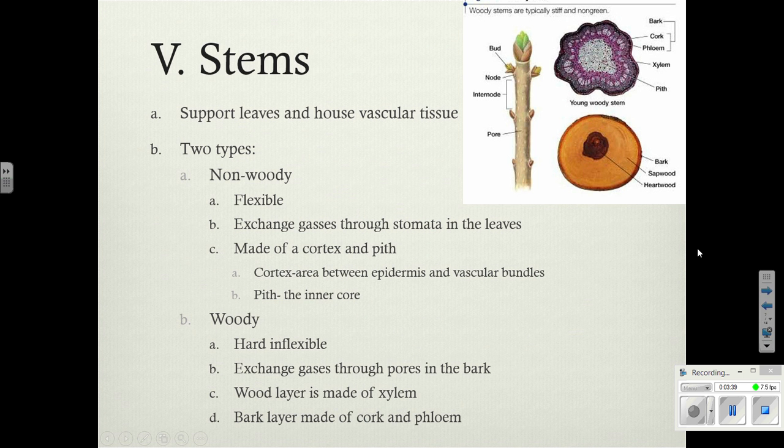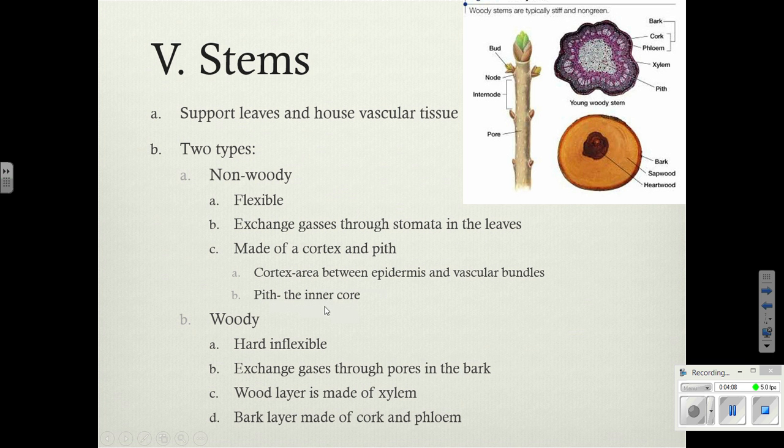For the stems of plants, what they're there for is to support the leaves. They're also going to help bring that xylem and phloem tubes up and down through the plant, so from leaves to roots. There's 2 types of stems, a non-woody one, just like it sounds. It's not like wood, so it's very flexible. The plant can actually exchange gases up in the leaves through something called stomata, and we'll talk about that in a second. And the main part of the stem then is going to be made of cortex and a pith.